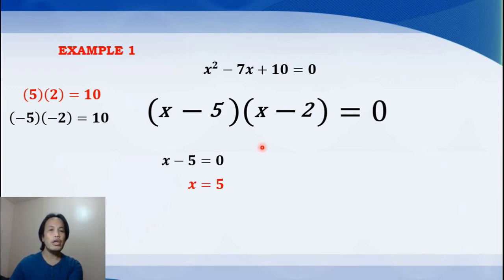Then we also equate the second factor, x minus 2, to 0. So we have x minus 2 equals 0. The same process: since this is minus, we add 2 at the left side, and we also add 2 at the right side. What remains at the left side is x, and 0 plus 2 is 2. So the second value is x equals 2. The values of x, which we call the roots of the quadratic equation x squared minus 7x plus 10 equals 0, are x equals 5 and x equals 2.